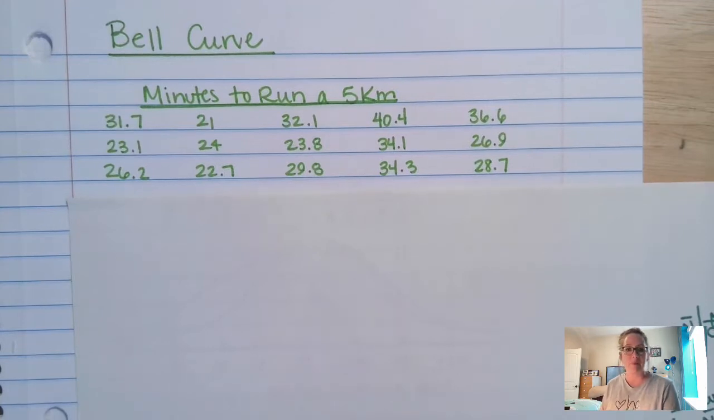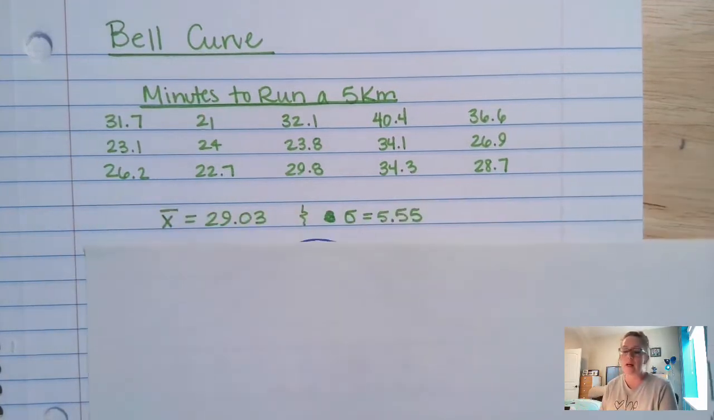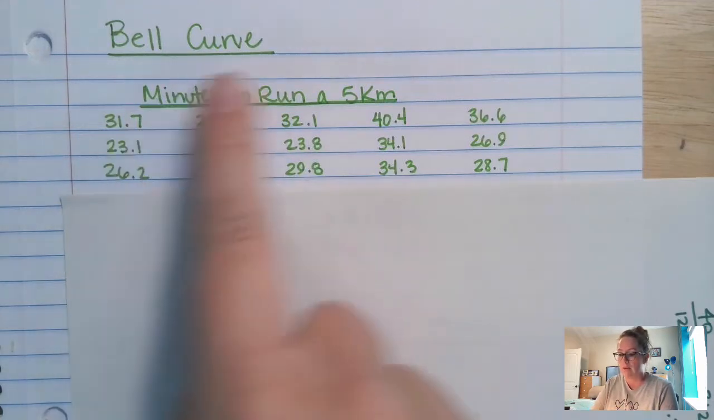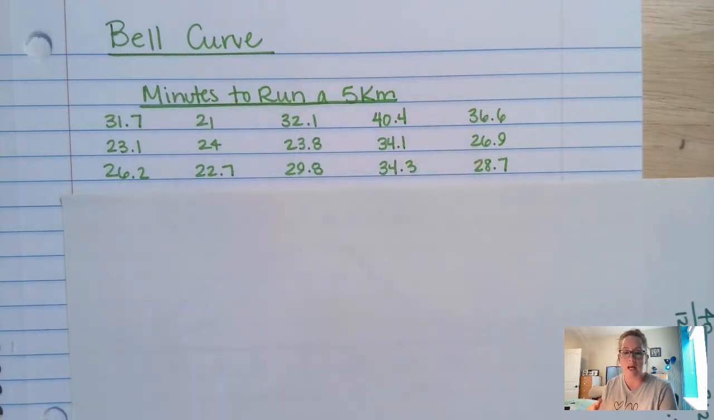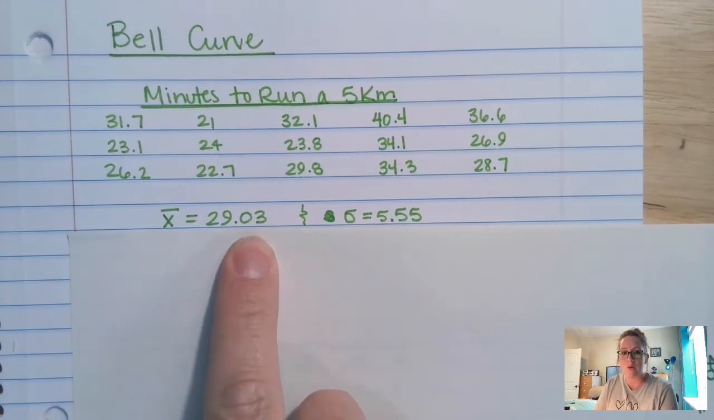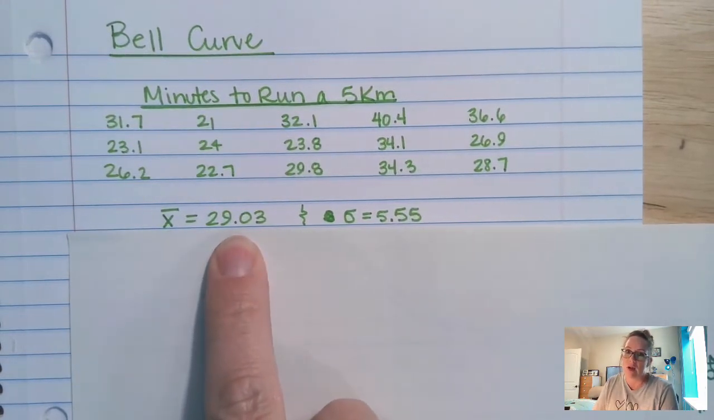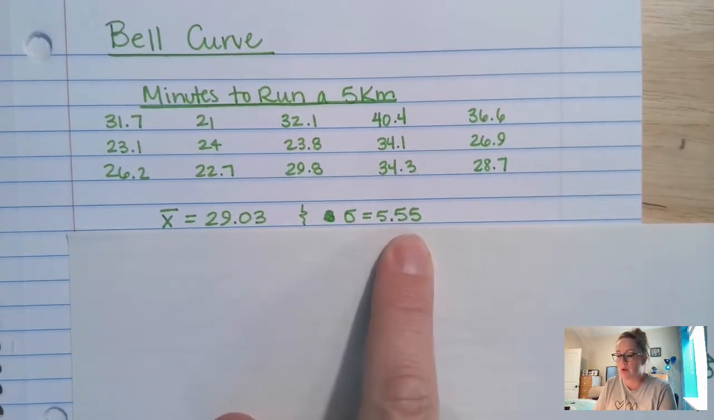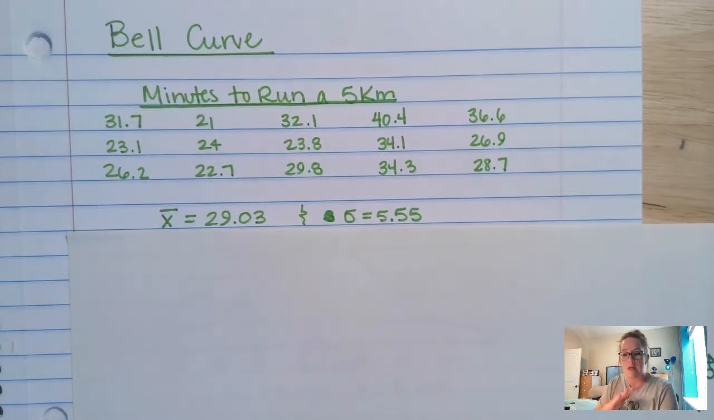Very exciting stuff. Okay, I'm going to teach you about bell curves super quick. Bell curves display two types of information, your mean and your standard deviation. Pretty easy to find. We have the data in this case. I went ahead and put it in my calculator and found the two things that we need, which is the mean and the standard deviation. So we have a mean of 29.03, which is the average length it takes to run 5 kilometers, and a standard deviation of 5.55. So on average, people are about 5.55 away from the mean.